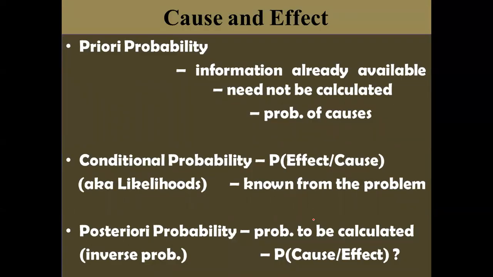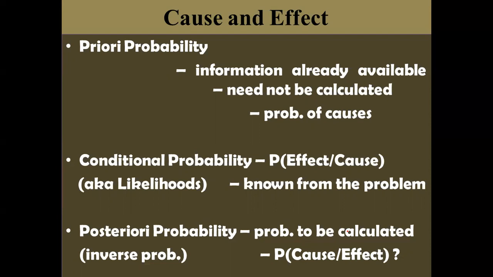In terms of cause and effect, the probability concepts are defined as priori probabilities, conditional probabilities, and posteriori probabilities. In the case of priori probabilities and conditional probabilities, the information will already be available in the problem, so it need not be calculated. What we study in the priori and conditional probabilities is the probability of causes. But the posteriori probability is also called the inverse probability. For a particular effect which has happened, we are going to study the probability of the causes. So the probability is to be calculated for a particular effect. This is called posteriori probability.